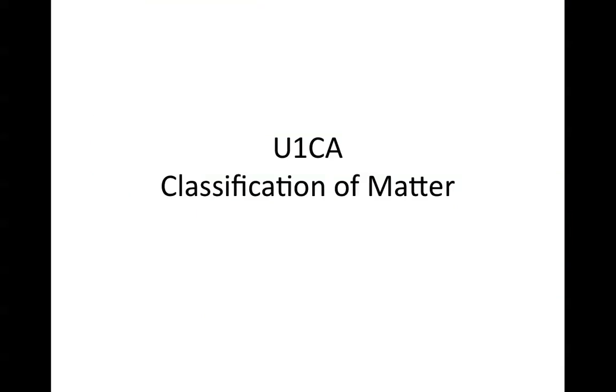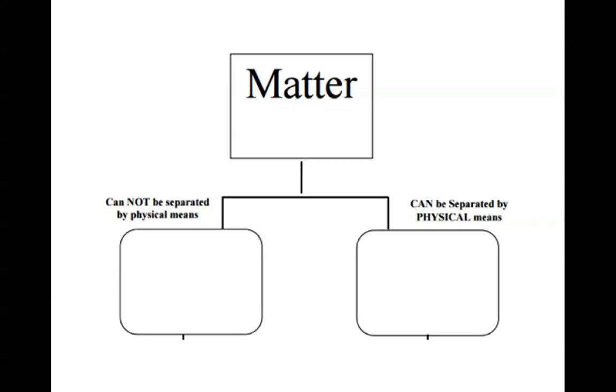Right, this is our first concept. In our first unit, we're going to be focusing on how we classify different types of matter. All matter can be broken down into two groups, and they're basically going to be split by whether or not they can be separated by physical means.